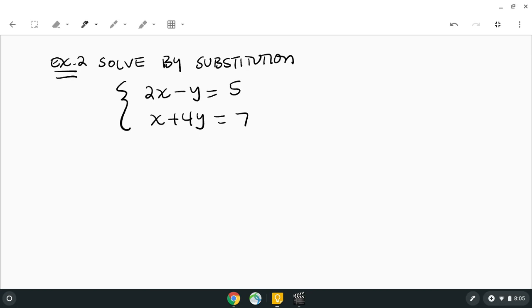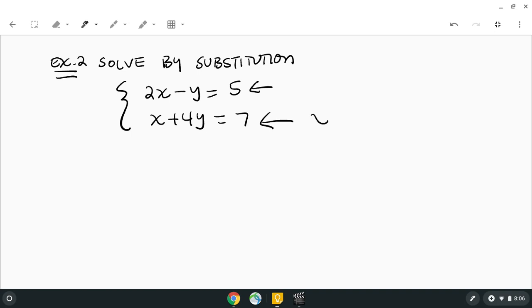The easiest variable to get by itself would be the x in this one, because all I would have to do is subtract 4y on both sides. Whereas if I look at this one up here, I can get the y by itself, but then I would have to subtract 2x, and then I also have to divide by -1. That takes 2 steps. Doing the bottom one takes 1 step. Either way, whichever one you decide to do, you'll still get the same answer at the end.